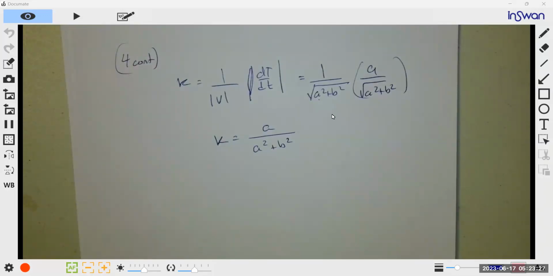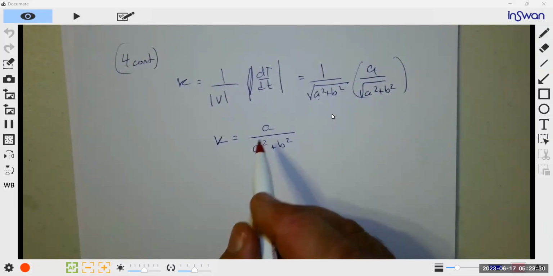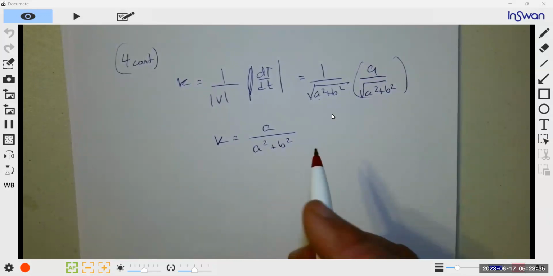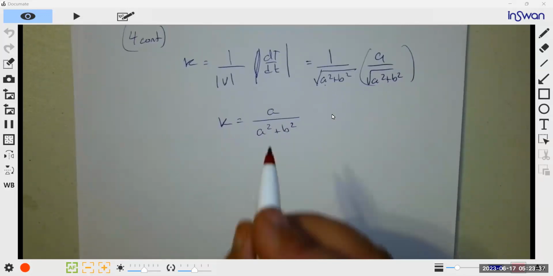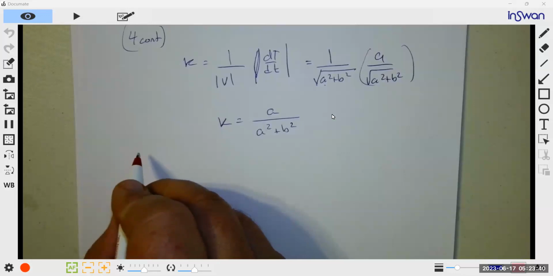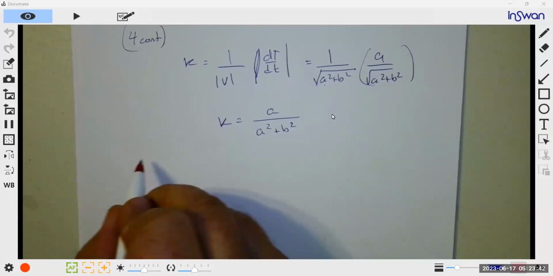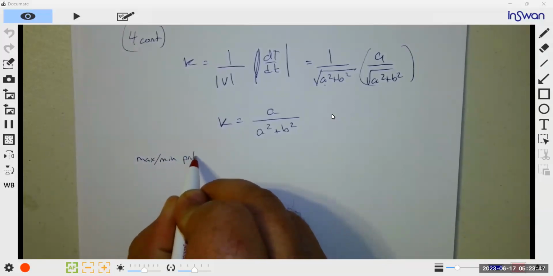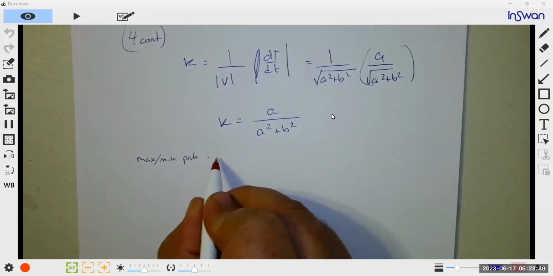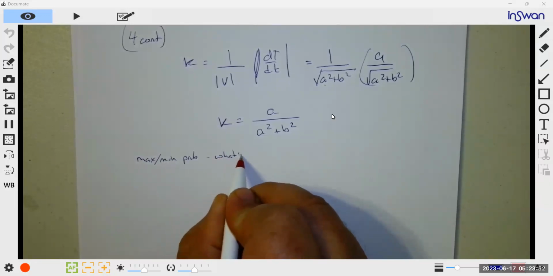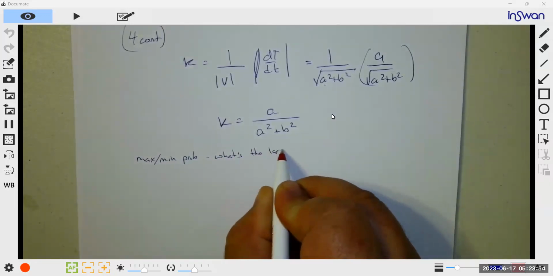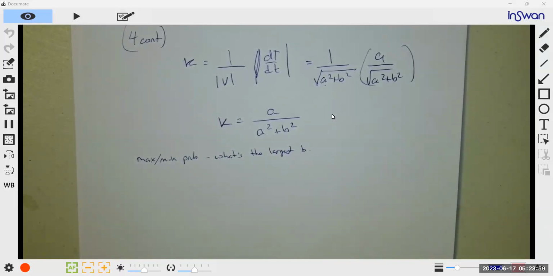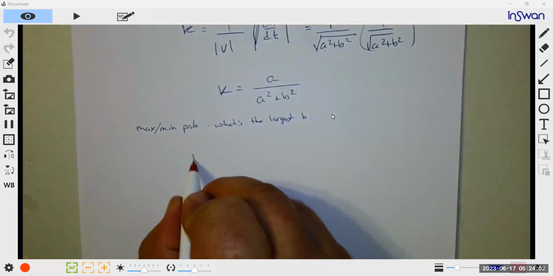Okay, now since we proved that, since we're looking at this one, it says what's the largest value k can have given the value b? What we have to do now, this is a maximum problem. So max min, back to that, because it's asking for what's the largest. So that means we have to take a derivative of k.